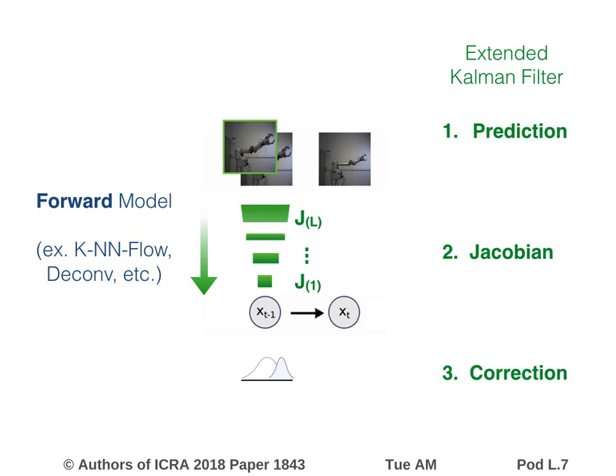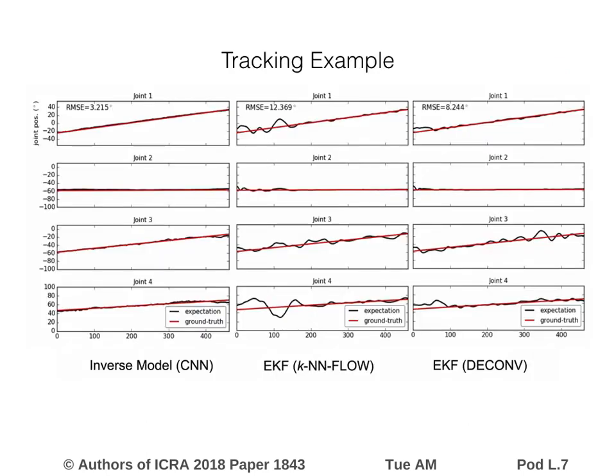This provides a correction to the state distribution, and a transition model is used to propagate the belief distribution to the next time step. We compared tracking frameworks on real-world robot trajectories. The inverse model has been trained for this specific task and can actually accurately track the state of the robot.